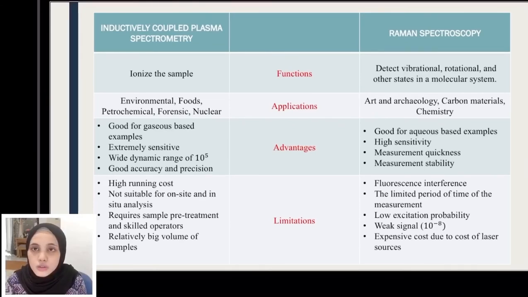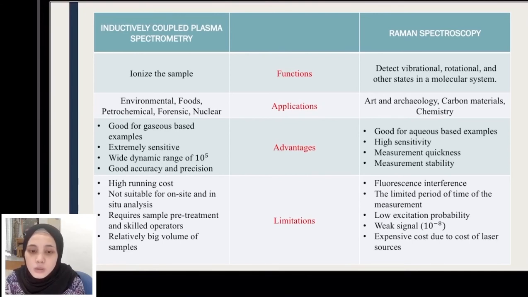So I will continue to explain the advantages and limitations of each category. ICP-MS is suitable for gas-based samples, while Raman spectroscopy is fit for aqueous-based samples. ICP-MS gas-based samples can be analysed directly by the plasma, but solids and liquids have to be converted to aerosol form first. Liquid samples are usually used in Raman spectroscopy because water is weakly Raman scattering. Furthermore, both categories have extremely high sensitivity.